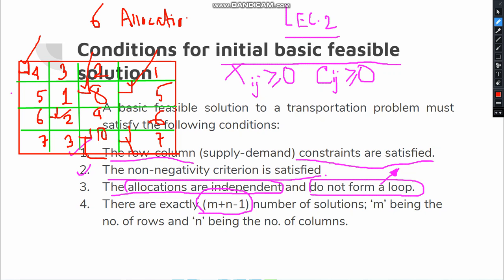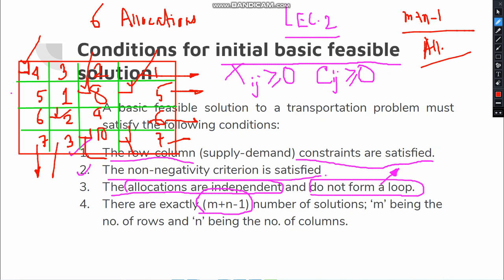Now what do we mean by m plus n minus 1 allocations? M is the number of rows, the number of supply points. How many supply points are there? 1, 2, 3 and 4. How many demand points are there? How many columns are there? There are 4 columns. Actually what I have done here can't be a transportation problem.